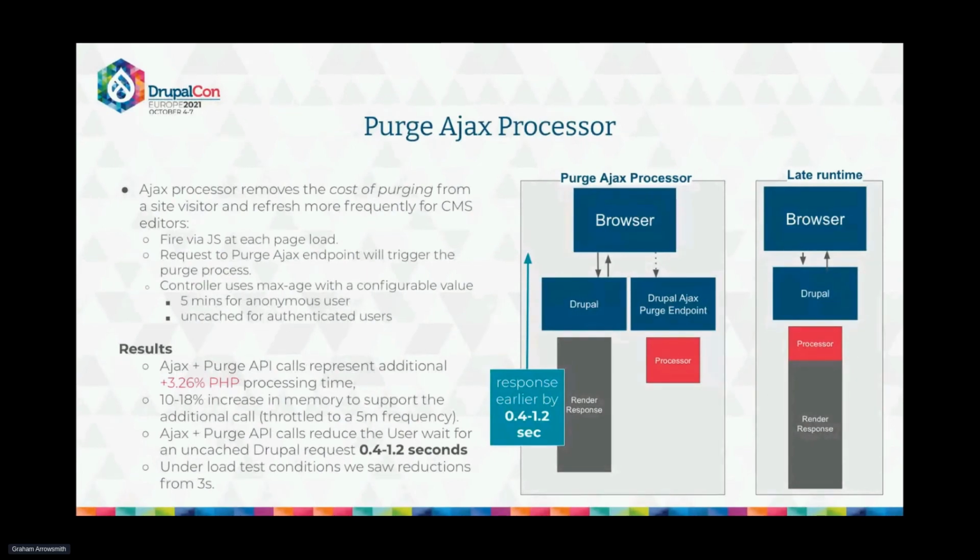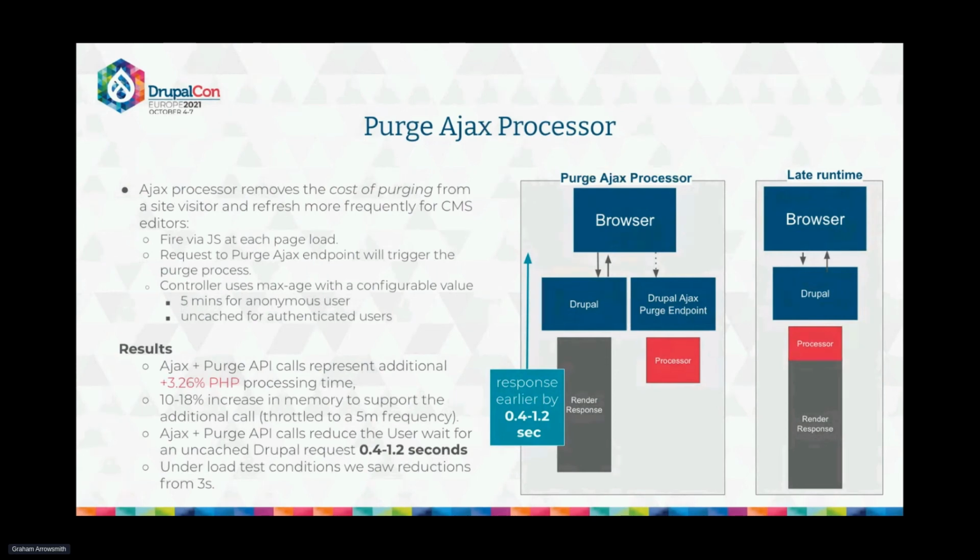Authenticated users, we didn't put any max age on this. So as users were editing content, moving around the site, we were firing off any purge requests as needed. So the result of that was there was a small additional cost to independently running that process. There was additional memory required.